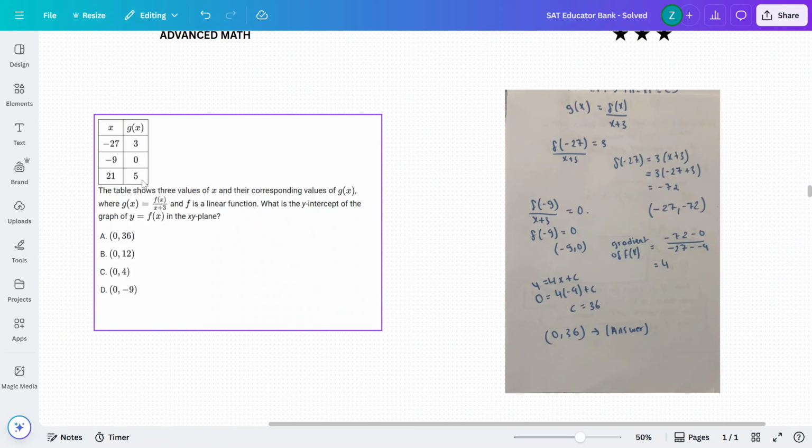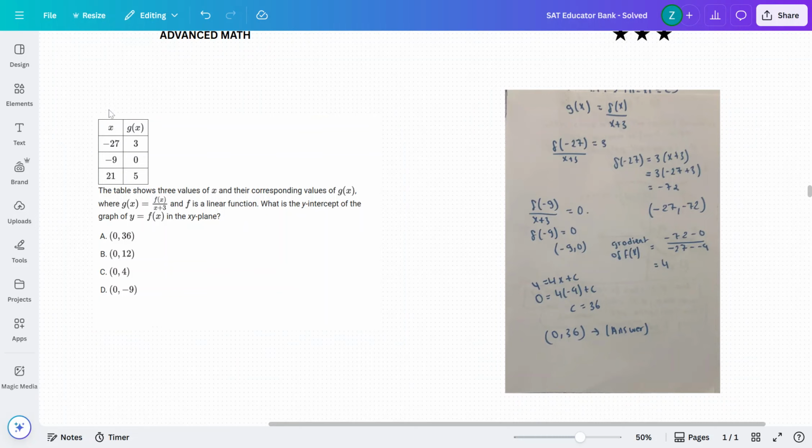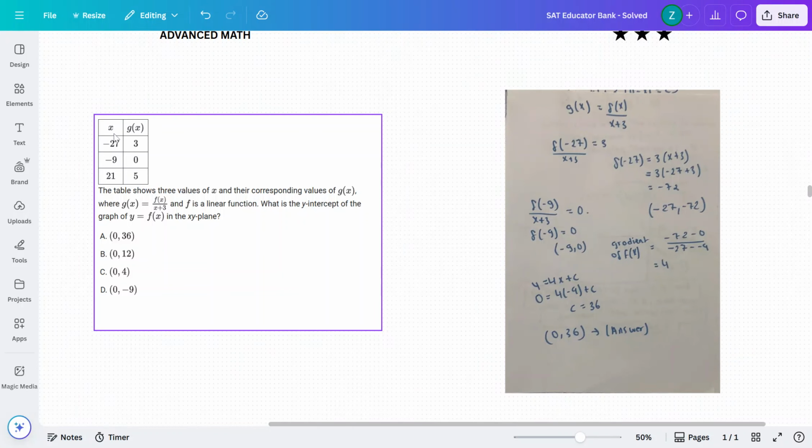Now here, the table shows 3 values of x and the corresponding values of g of x, where g of x is equal to f of x over x plus 3, and f is a linear function. What is the y-intercept of the graph of y equals f of x in the xy plane? Now you have to know that this x can also go into f of x. So since f of x is inside g of x, we're going to put the x in f of x.